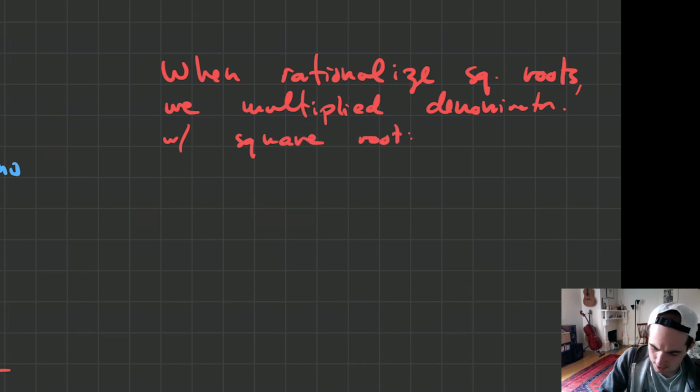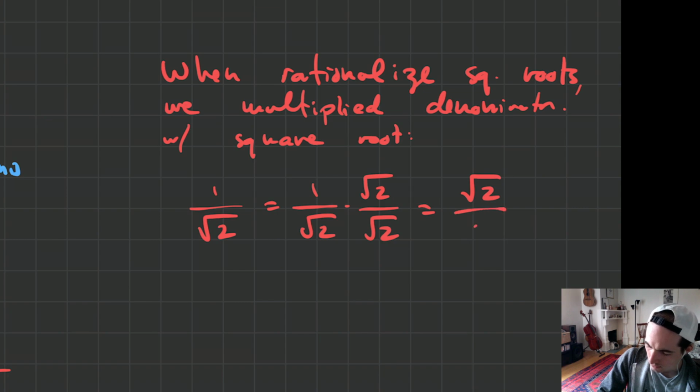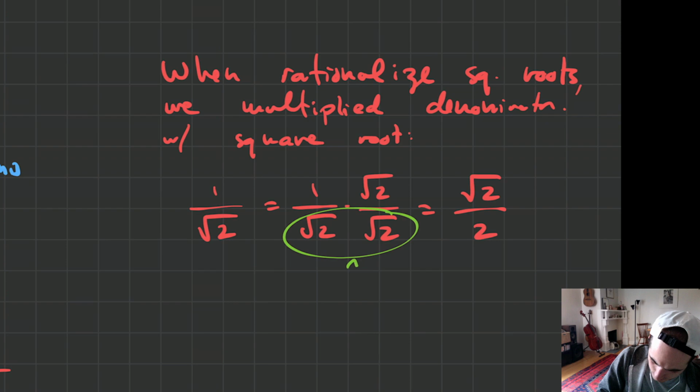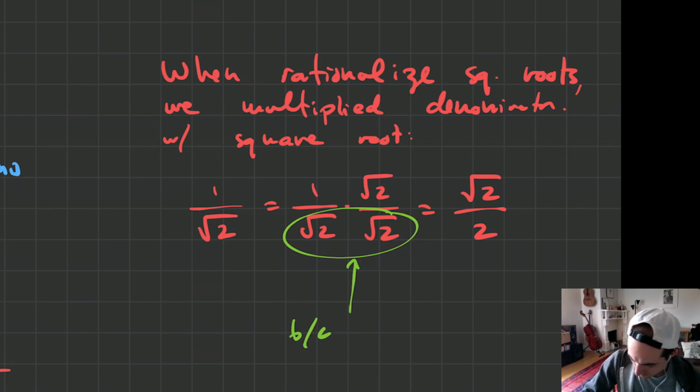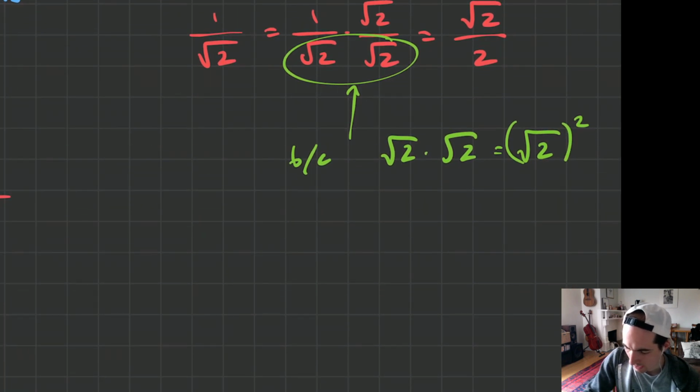Square root. For example, if I wanted to rationalize 1 over the square root of 2, I would say, okay, here's my 1 over square root of 2. I'm going to multiply it by the square root of 2 over the square root of 2, and that's going to give me the square root of 2 over 2, right? Because root 2 times root 2 is equal to the square root of 2 squared, and the square root of 2 squared is equal to 2, right?